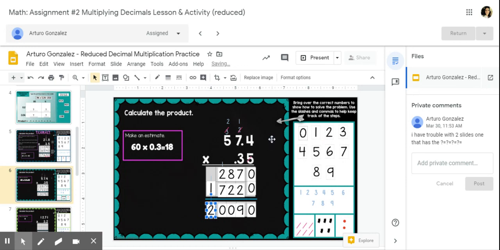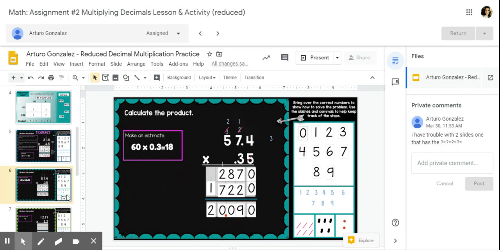And now I have 3 after the decimal, so I know I'm going to go 1, 2, 3, or 3 digits to the right of the decimal. So then I should end up with 20 and 9 hundredths, or 20 and 90 thousandths, however you want to look at that. And that should be the way you show me your final answer.